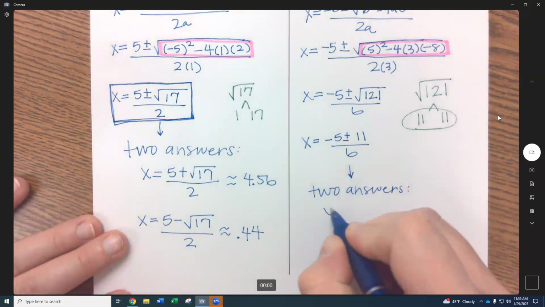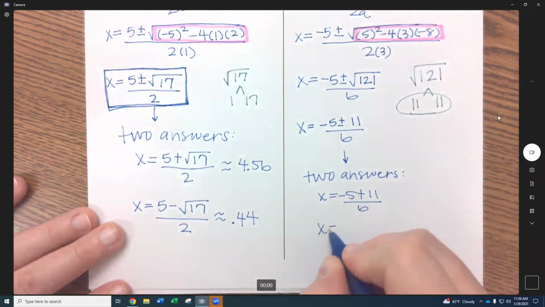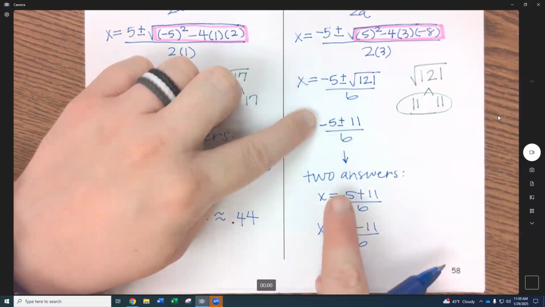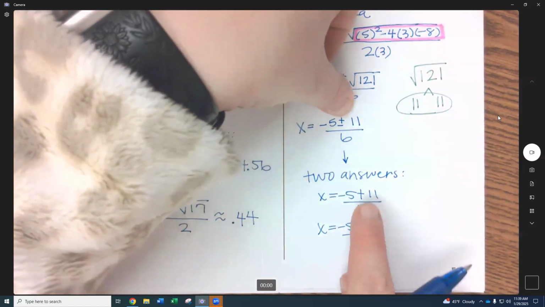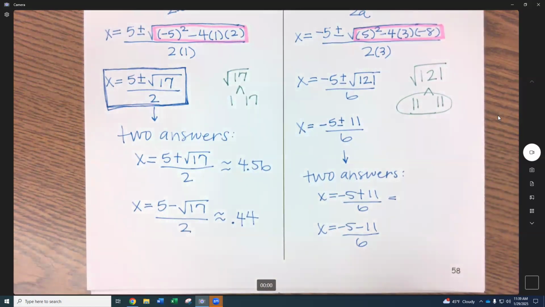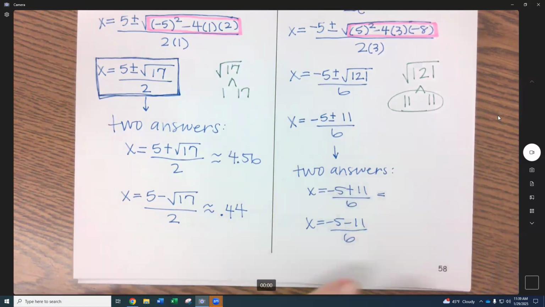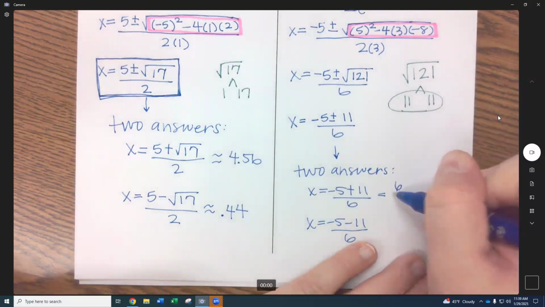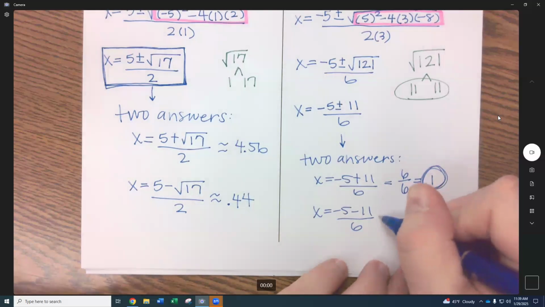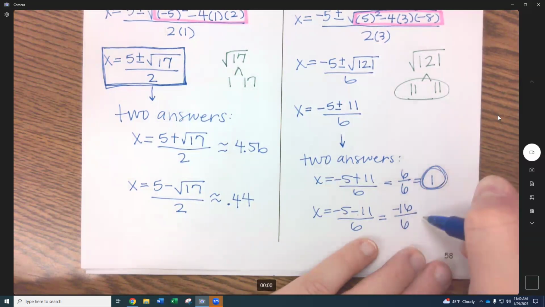Okay, our two answers is x equals -5 plus 11 all over 6. And x equals -5 minus 11 all over 6. Notice I'm not changing the sign of that -5. What I'm changing the sign of is what is in front of that 11. Now we can either do this by hand or put it in the calculator. I'm indifferent on what you want to do. If I do it by hand, we get -5 plus 11, which would be 6, and 6 over 6 is 1. So that is one answer. And then on this next one, -5 minus 11 is -16 over 6.